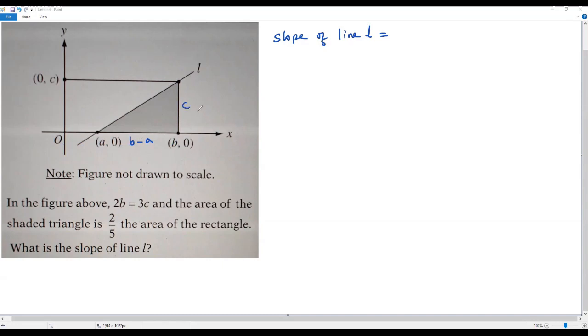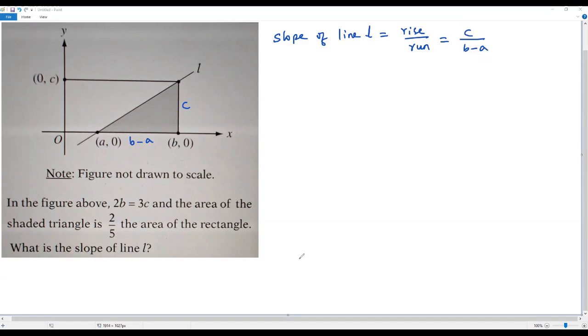So here rise has to be taken as positive because it's a rising line. When you look at the line from left side to right side, it's going up. So rise has to be taken as positive. So the slope is rise over run: for rise we have C and for run we have B negative A. Now we have to get something equivalent to C, B and A, and then simplify this as a numerical value. Okay, now let's see how to do this.